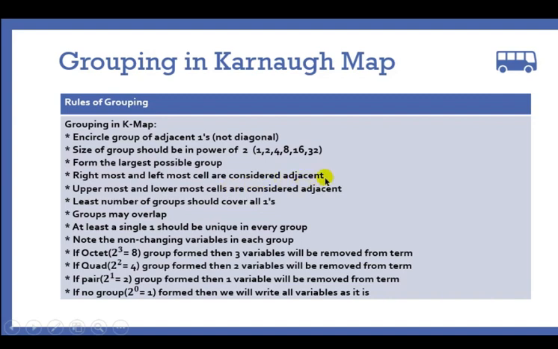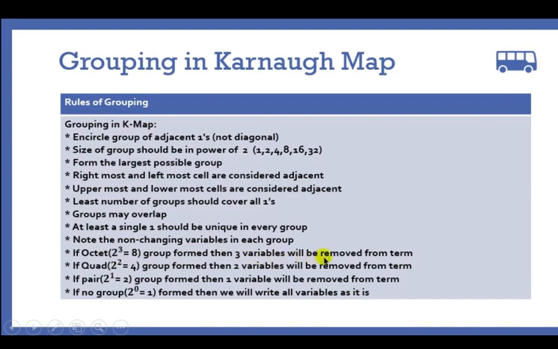Rightmost and leftmost cells are considered adjacent. Uppermost and lowermost cells are considered adjacent. The least number of groups should cover all ones. Groups may overlap. At least a single one should be unique in every group. Note the non-changing variables in each group.